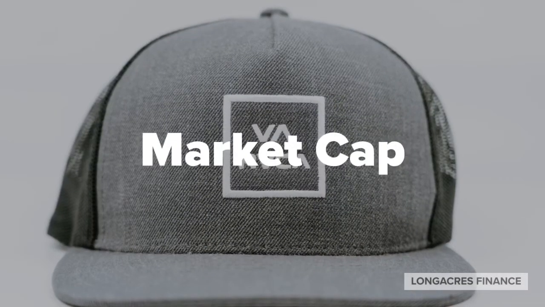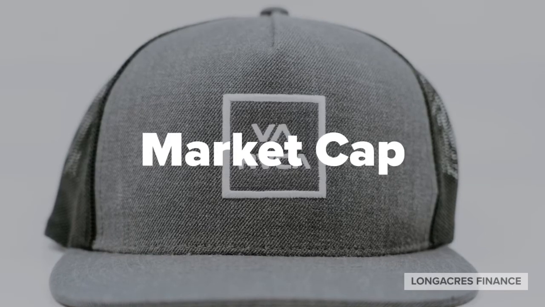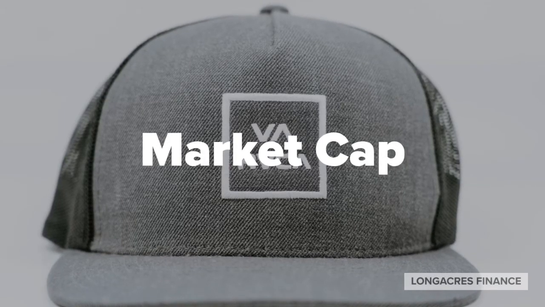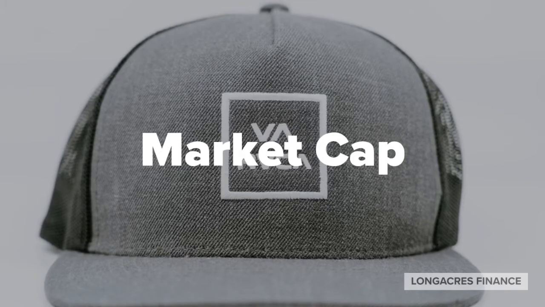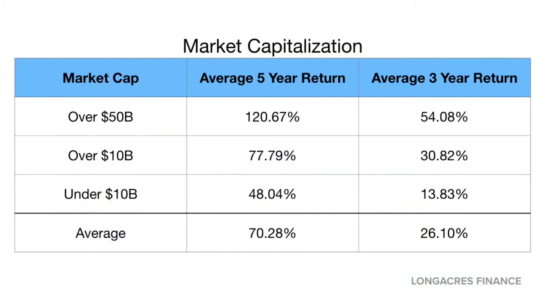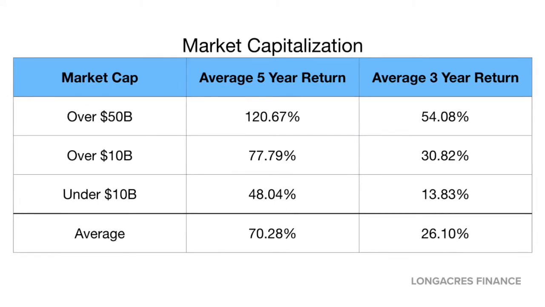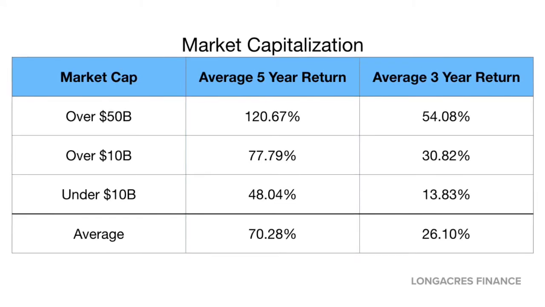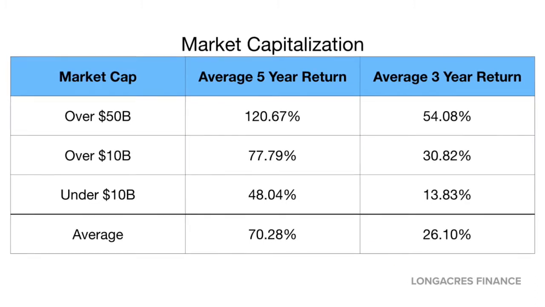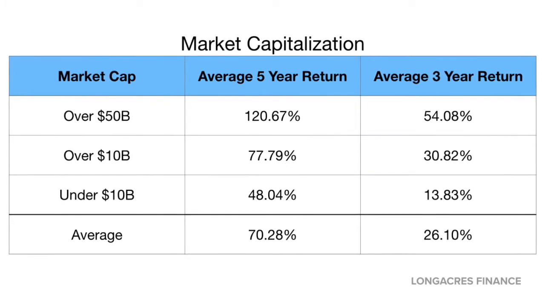Let's start with the market cap, which basically shows you how large a company is. The market cap is simply the current share price multiplied by the number of shares outstanding. I divided the stocks in my universe into 3 subgroups based on the trends I observed. The subgroups are stocks with a market cap greater than or equal to $50 billion, stocks with a market cap greater than or equal to $10 billion, but less than $50 billion, and stocks with a market cap smaller than $10 billion.